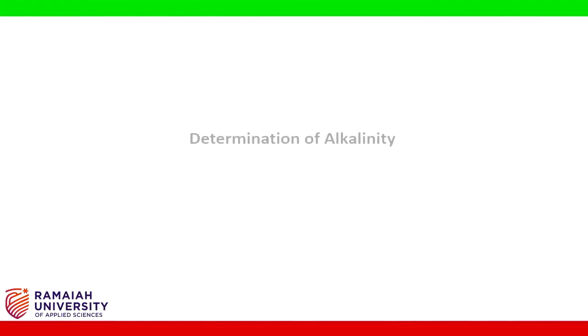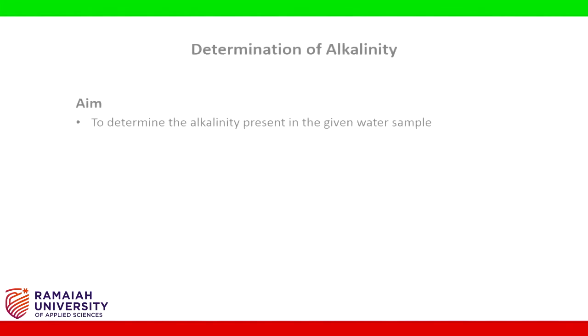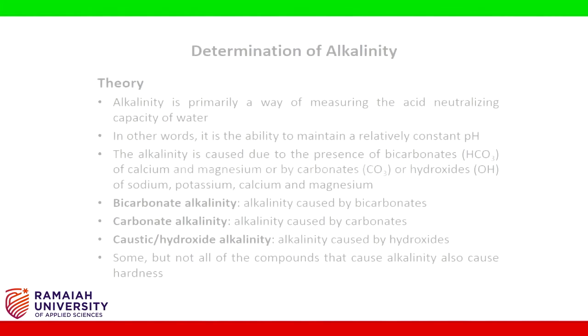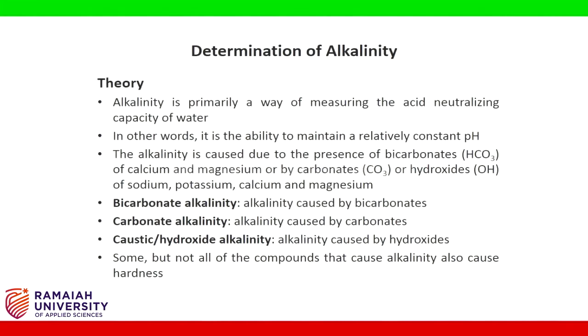Hi students, let us discuss determination of alkalinity. The aim of the experiment is to determine the alkalinity present in the given water sample. Alkalinity is primarily a way of measuring the acid neutralizing capacity of water. In other words, it is the ability to maintain a relatively constant pH.